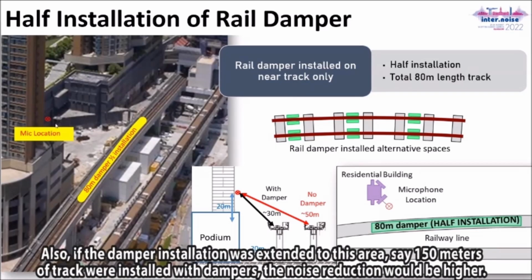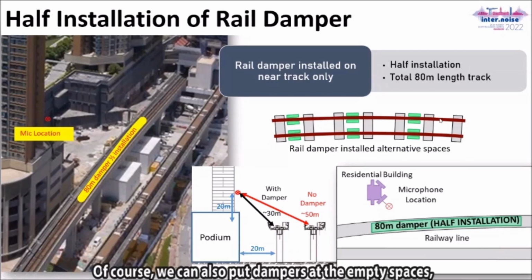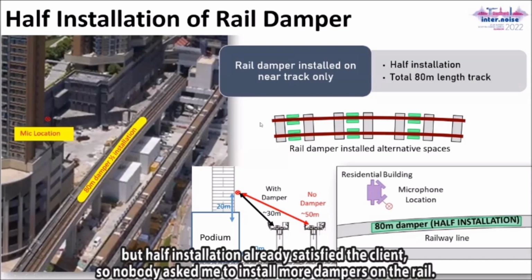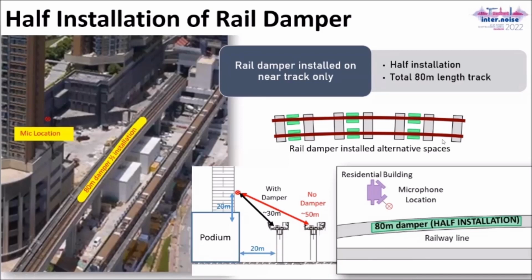Also, if the damper installation extends to this area, for example, 150 meters of track installed with damper, the noise reduction would be higher. Of course, we can also put damper at the empty space. But half installation already satisfied the client. So nobody asked me to install more damper at this whale.